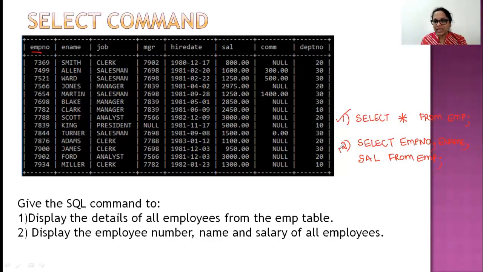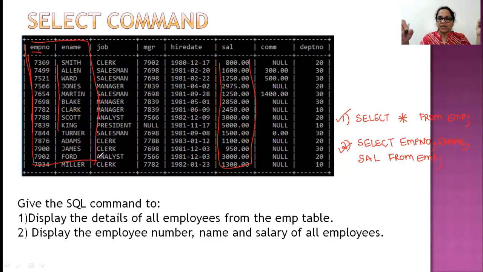But if I write the second thing, what will you see? I will see all the names, employee numbers, and all the salaries. So only these three columns will be visible to you. All the other columns won't be displayed. Why? Because you said display employee number, comma ename, comma sal. Another important thing that you need to remember is that when you specify different column names that you wish to see, you separate them by a comma.